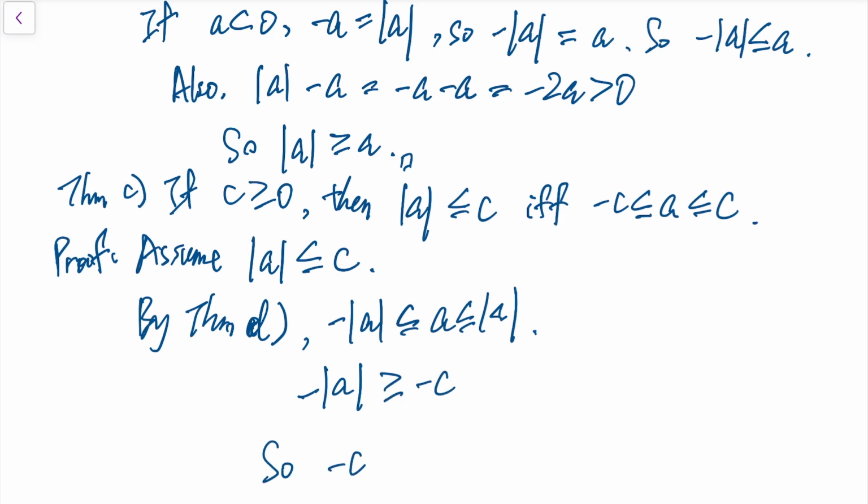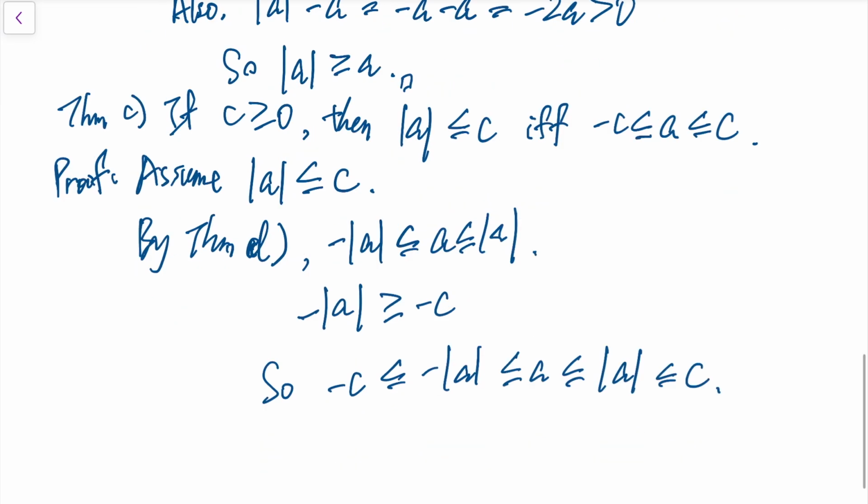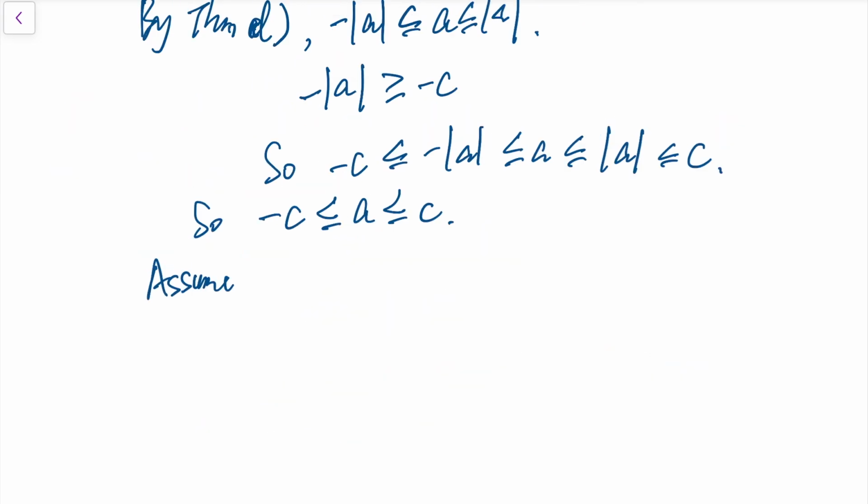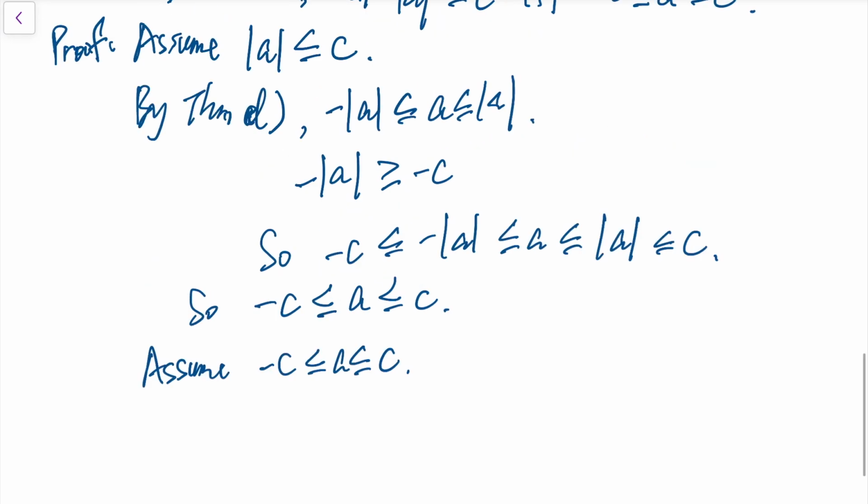So negative C is smaller than or equal to negative the absolute value of A, is less than or equal to A, is smaller than or equal to the absolute value of A, is smaller than or equal to C. So negative C is smaller than or equal to A is smaller than or equal to C. Now conversely, if negative C is smaller than or equal to A is smaller than or equal to C, then A is smaller than or equal to C, and negative A is smaller than or equal to C.